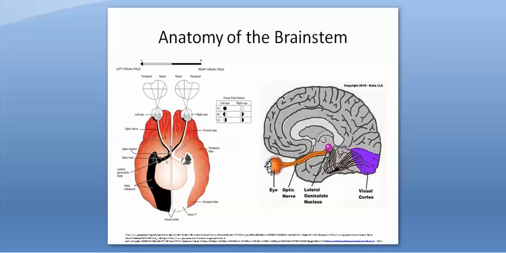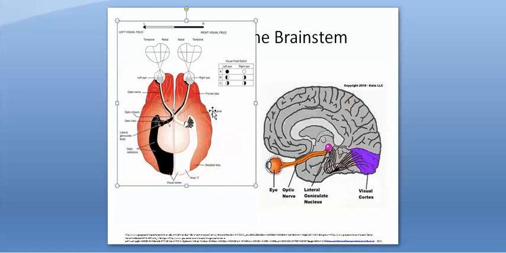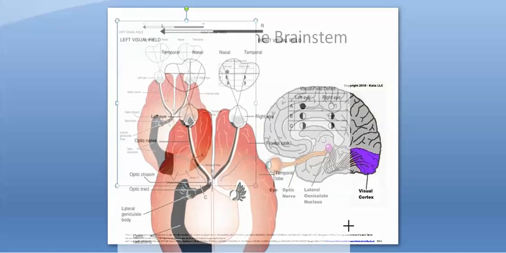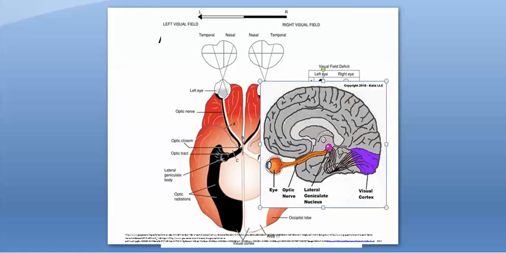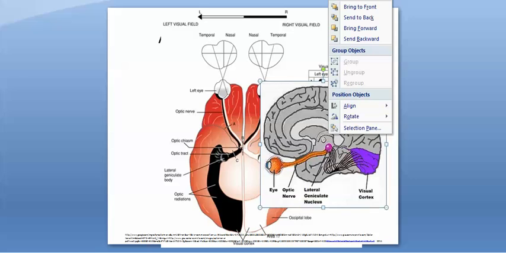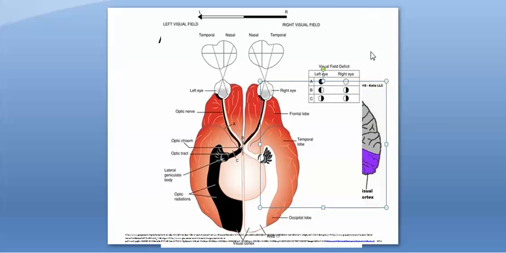All right, so I do think this is an important slide, so let's talk about the optic chiasm a little bit. I'm just going to make this picture big so we can really tease out some of the important parts of it. This here is a horizontal view of the optic tract. Let's just talk about the black first. Okay, so let's start here with the left eye.